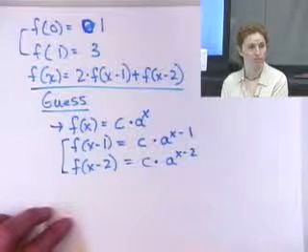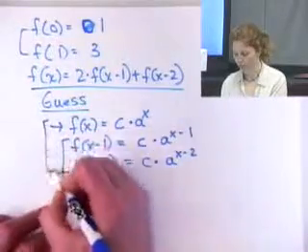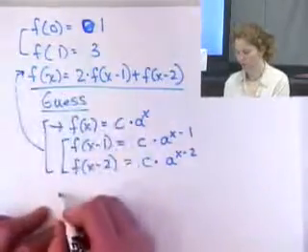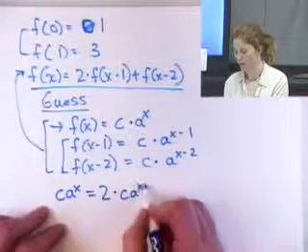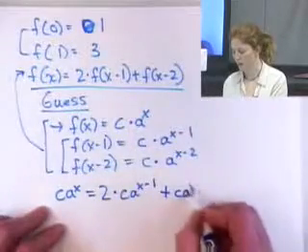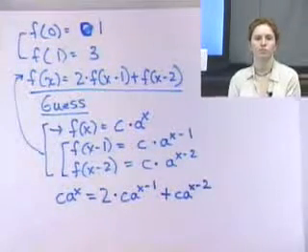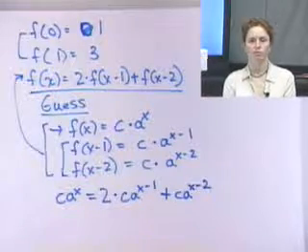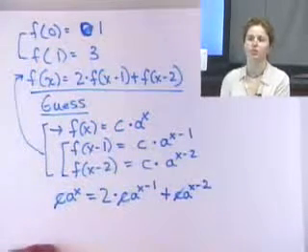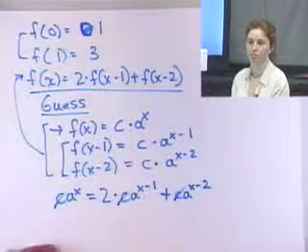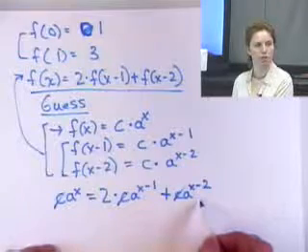Then we're going to plug those in and try to figure out what c and a are. So we're going to plug all these back in to the recursive step. So f of x is c a to the x. We have a 2 times c a to the x minus 1. And then we add c a to the x minus 2. Now the c can be divided out of everything, right? So we're not going to be able to find it from that. But we can find a from this. This is one equation with one unknown. We can divide all the terms by a to the x minus 2.